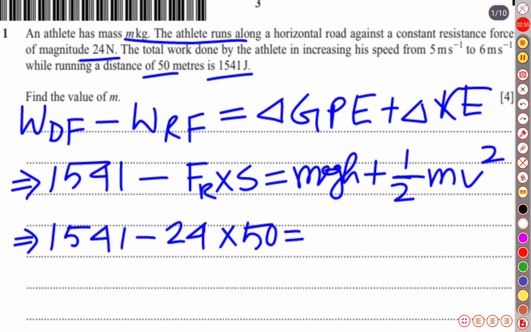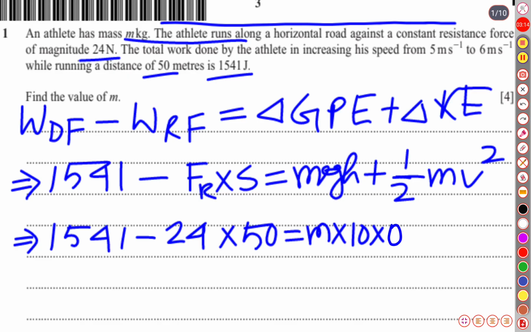Now mass of the particle is to be obtained and acceleration due to gravity is 10. Then we will find the difference between the heights, initial and final height. Look at this, the athlete is running along a horizontal road. So the difference between the final and initial height is 0, because he started from the same height from the ground and ended also at the same height. So difference between the initial and final height is 0.